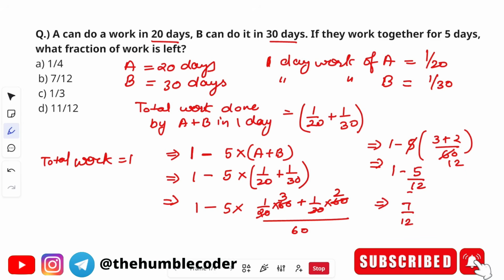So this is the amount of work that we will get after solving the equation, and the equation we have is based on this thing only, that if they work together for 5 days, what fraction of work is left. So this much amount of work will be left. So the correct answer will be option number B. Moving on to the next question.